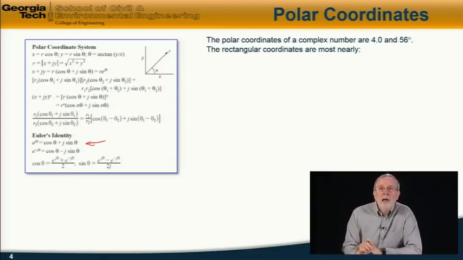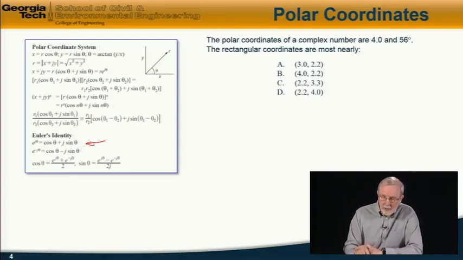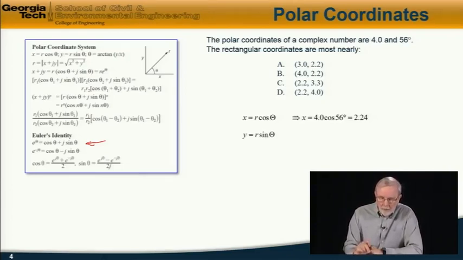So let's do an example on that. The polar coordinates of a complex number are magnitude 4 and angle 56 degrees. Its rectangular components or coordinates are most nearly which of these? So here we simply use the definitions that x, the real component, is equal to r cosine theta, which is 4 cosine 56 degrees, which is 2.24. Y, the imaginary component, is r sine theta, which is equal to 4 sine 56 degrees, which is 3.32. So the answer is C.